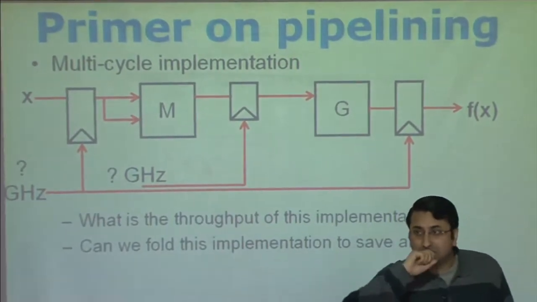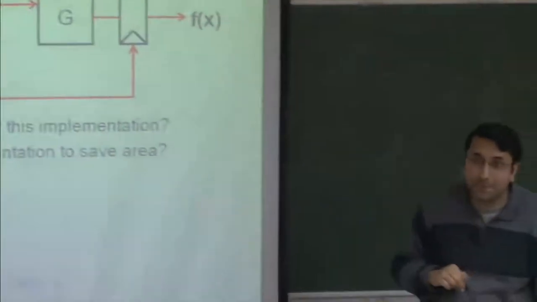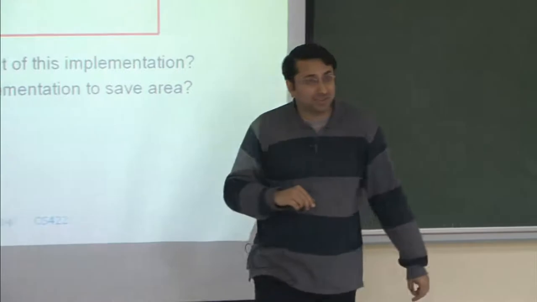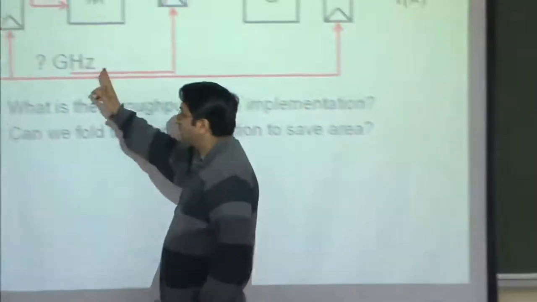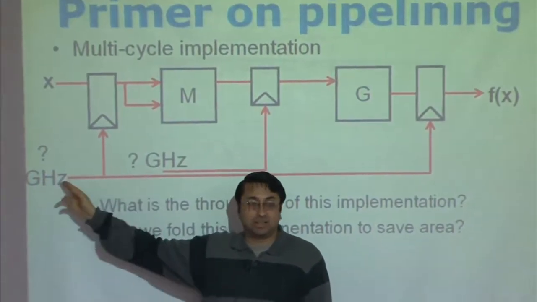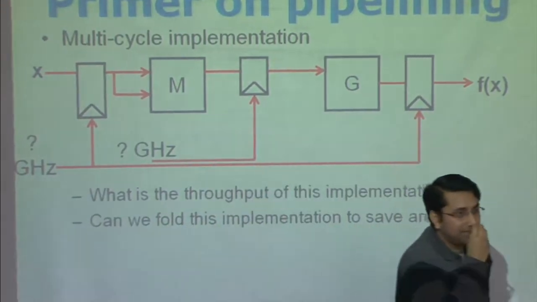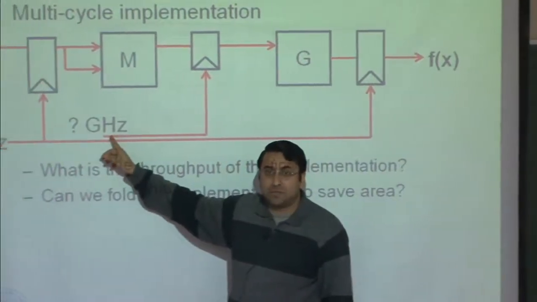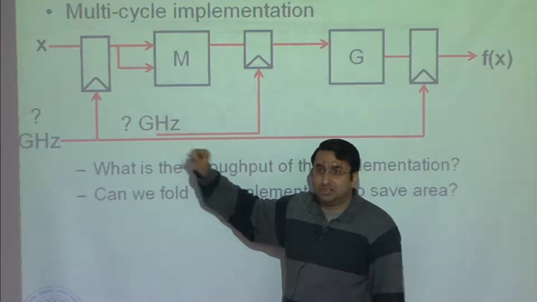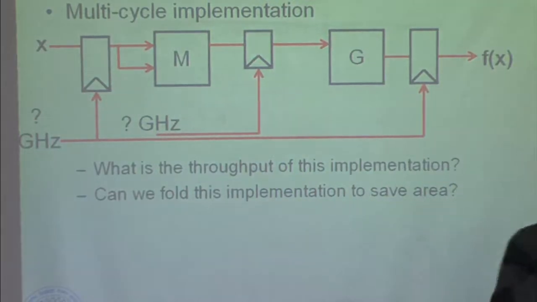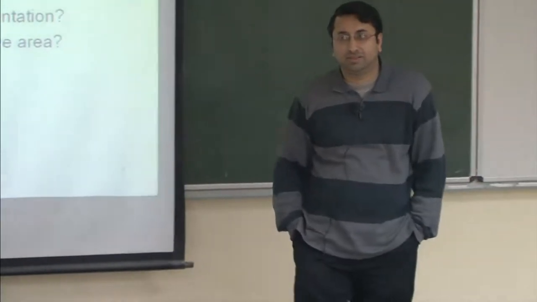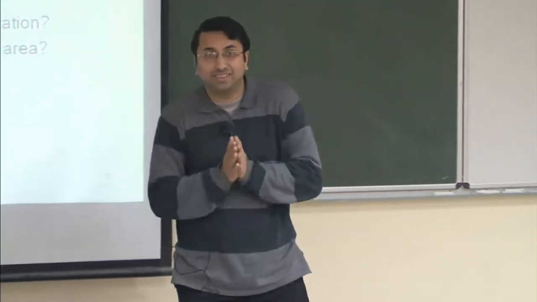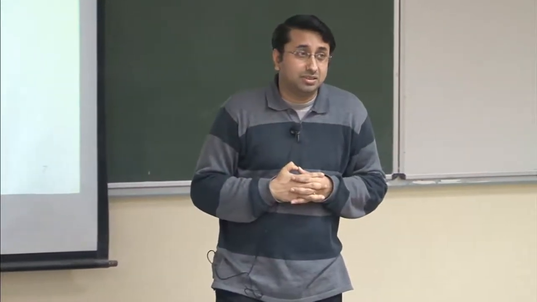How long is it going to take? Sorry? Max plus M? See, once you realize that these two clocks are actually tied together, they're dependent on each other, you cannot decide them independently. You'll get the answer immediately. When you say this is 1 over max M comma G, how fast can you clock the environment? Yeah, louder. Max plus G.